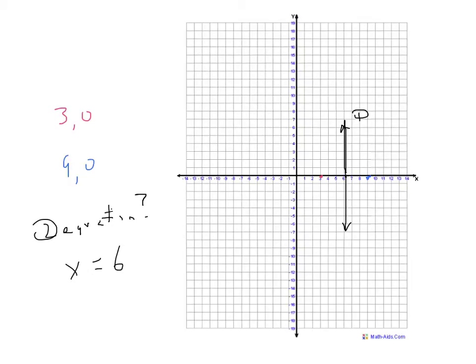And so that's our answer to the first question, which asks us to find the locus of points that are equidistant from point 3, 0 and point 9, 0. And it's just a vertical line that runs through the point 6, 0. And the equation for that is x equals 6.